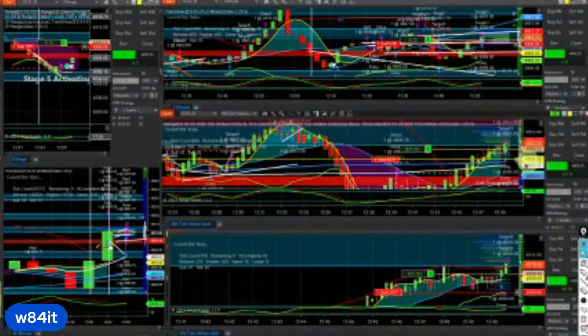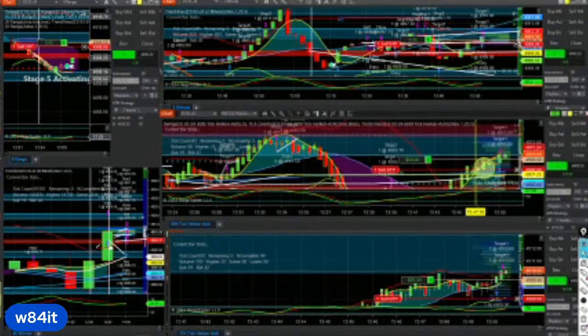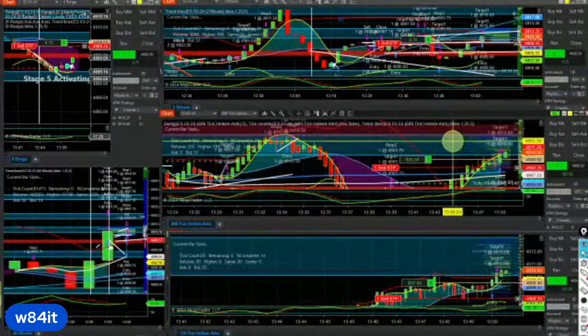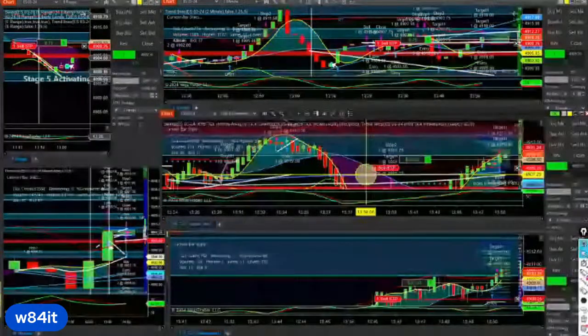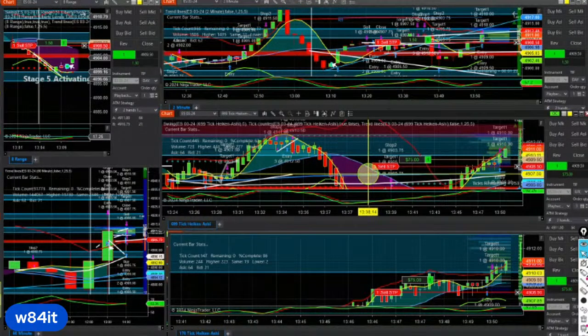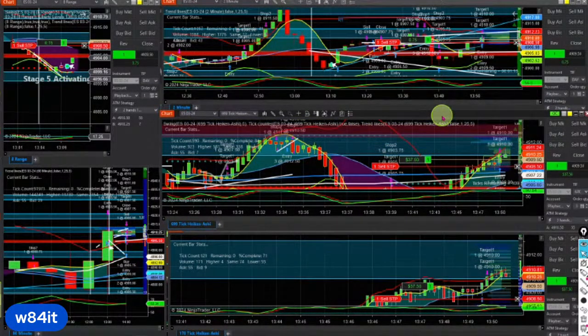I had to go get groceries, so I missed the entry on this over the 89, but it gave me another one right here when it pulled back. Now we're going to push through this zone that we got stopped out on last time. And we'll see if we can manage this one better.